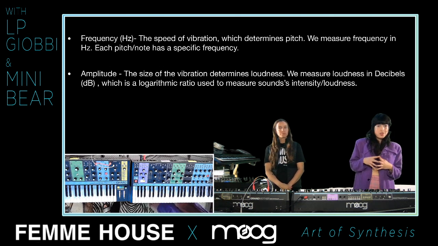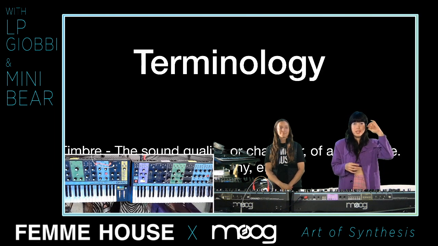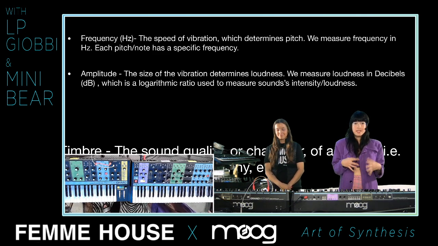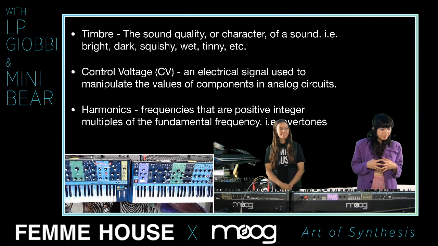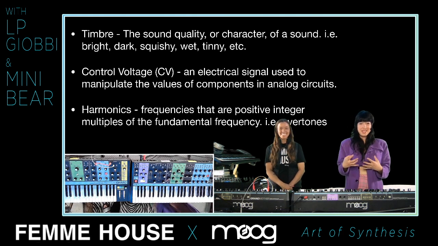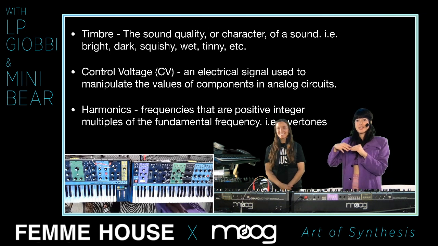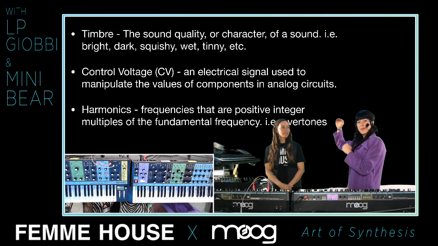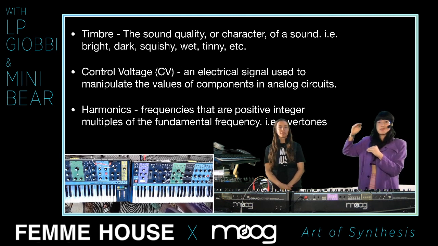And timbre is essentially the sound quality or the character of a sound. So when we describe a sound as, let's say, dark, squishy, wet, abrasive, tinny, that's referring to its timbre. And when we talk about timbre, one way that we attribute timbre is harmonics, which are essentially frequencies that are multiples of the fundamental frequency.